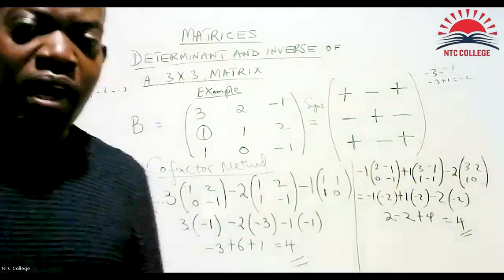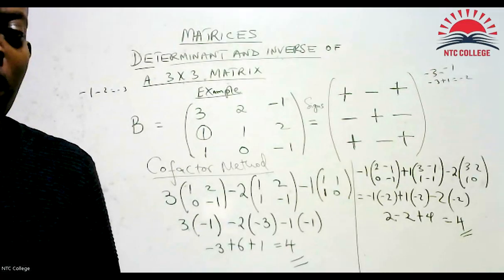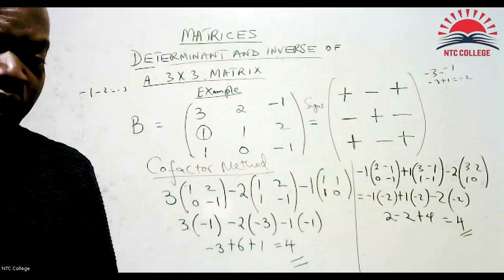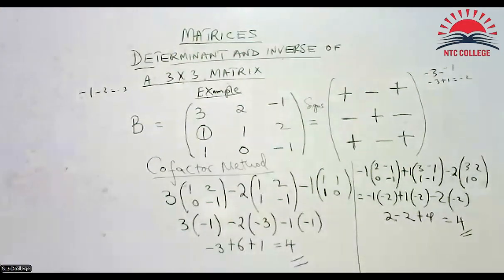Your bracket here, plus, minus, plus, minus, plus, minus, don't forget. And it is written the way I've written it, and it is followed that way. Now, this is the cofactor method of obtaining the determinants.